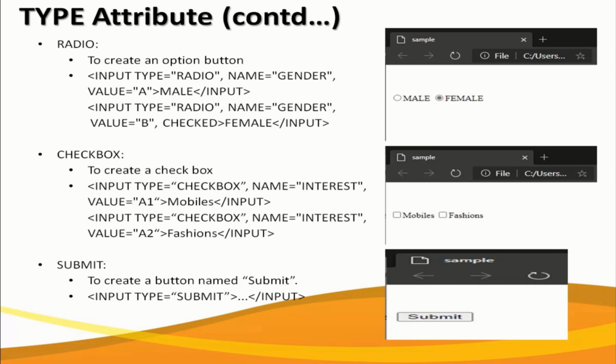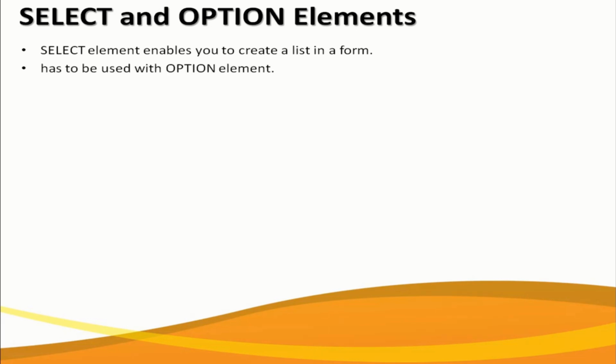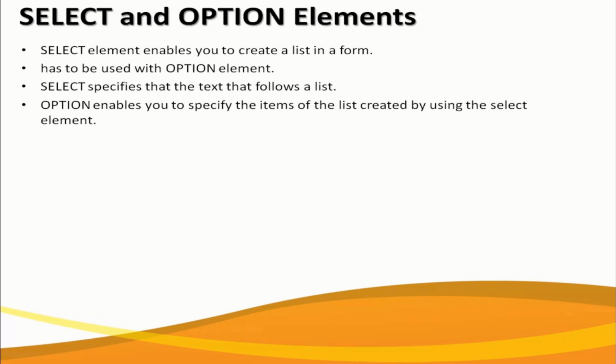Let's come to our theory. The select element enables you to create a list in a form depending on the specified attribute. This element has to be used with the option element. The select element specifies that the text follows the list. The option element enables you to specify the items of the list created by using the select element.